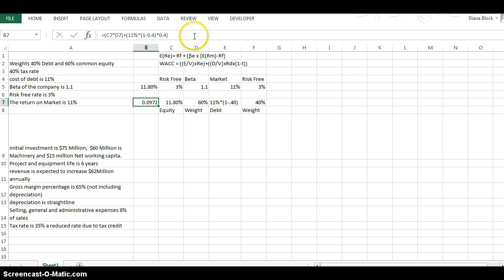So look at my formula here. I've got the cost of the equity times the weight of the equity plus the cost of the debt, 11% times 1 minus the tax rate, times the weight of the debt, 40%. So that formula gives me my weighted average cost of capital. So now we've got the weighted average cost of capital, we can look at the second half of the problem.